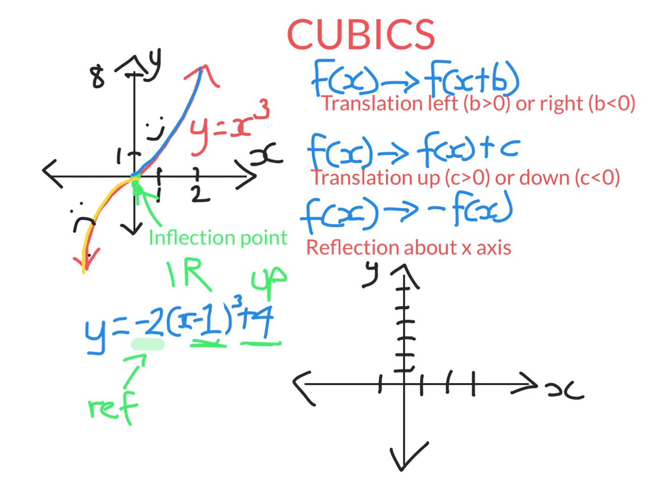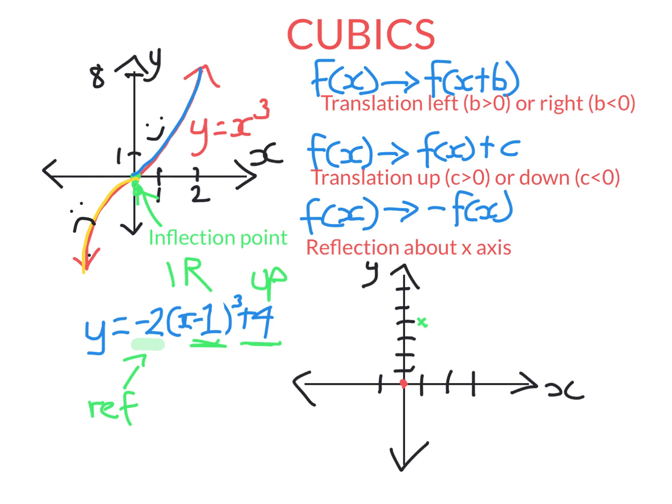The inflection point of a cubic is normally here at 0, 0. But because this has been translated 1 unit right and 4 units up, the inflection point of our graph here will be here. So the inflection point is 1, 4.